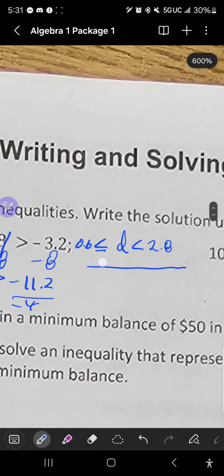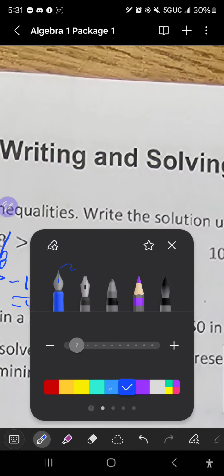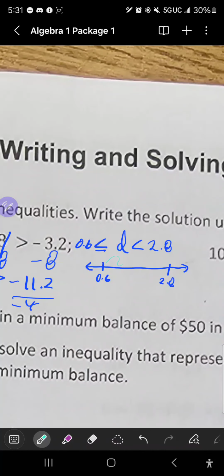So this is 0.6 and this is 2.8. We want to draw this. We do a whole circle here since it is included, since it has an equal sign, and we just put an empty circle here since it does not have an equal sign, and we draw the line. This is going to be equivalent to this answer.